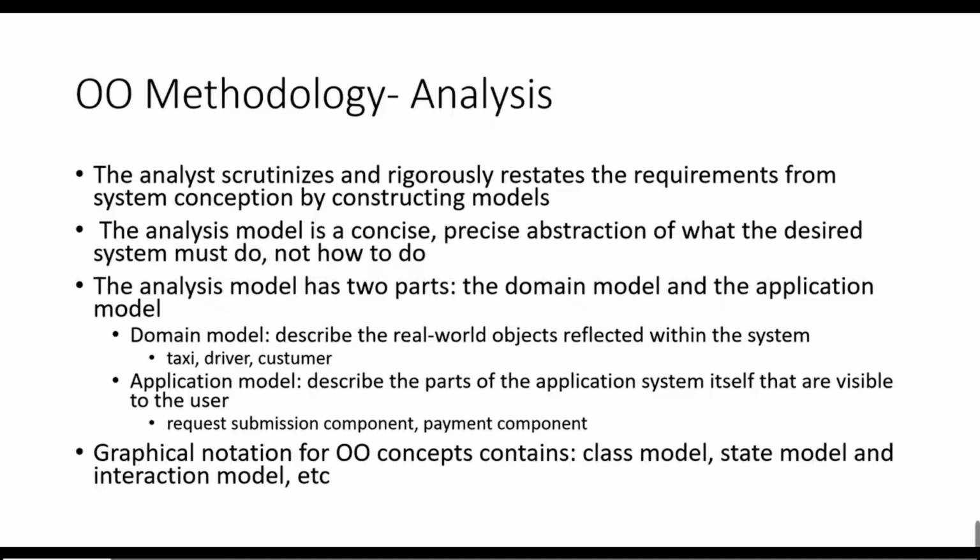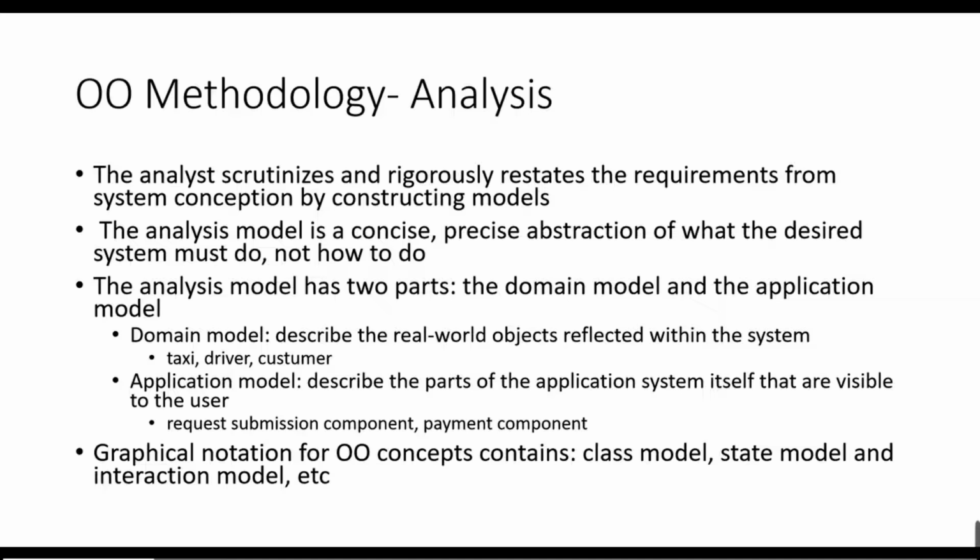In the domain model, we usually describe the real-world objects reflected within the system. For example, if we want to develop an online taxi calling system, there are so many this kind of software. We can call taxis from apps on our cell phones and so on. In this kind of system, taxi, driver, and customers are objects in the real world. And in the application model, we need to describe the parts of the application itself that are visible to the user.